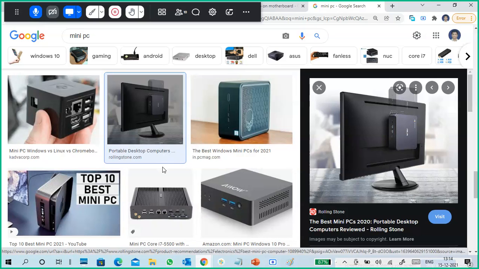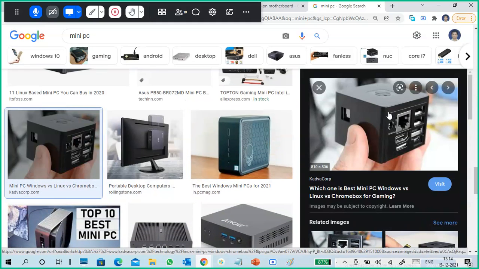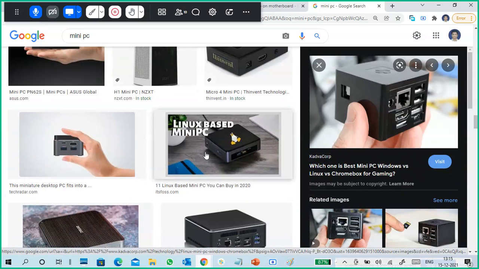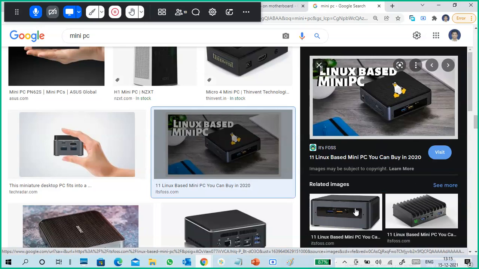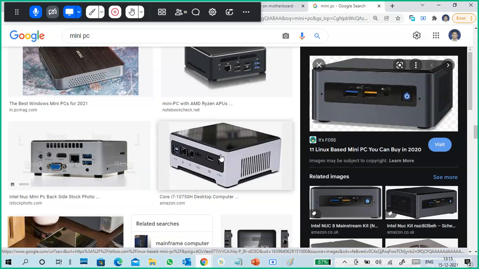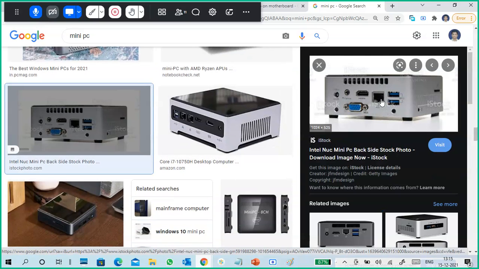Depends upon your monitor and this one. This is a very small one. See, all connections are there. Of course, some come with a built-in operating system, some do not. Some come with Windows 10, some with Linux, and some have no OS, so you have to install it.